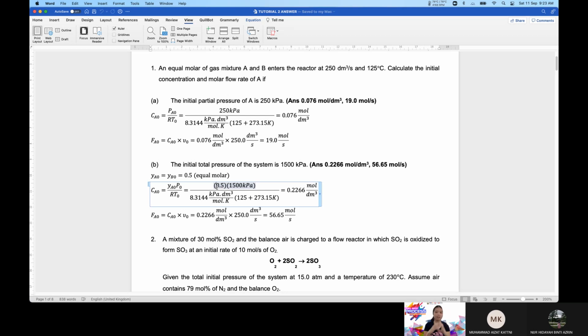Okay, so then divided by R again, the same R. I will use the same R as is, still kilopascal, and the temperature is still the same. So I will just convert to Kelvin directly and then I will get CA0 0.2266. So done on this part. So the difference part A, part B is just how the information is given to you.